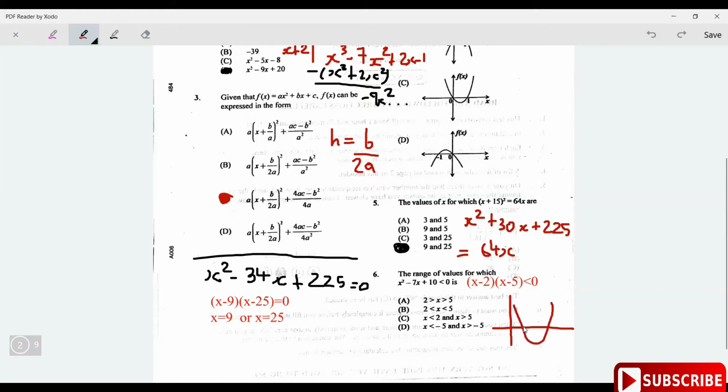And the root here is 2 and the root here is 5. And in between it is right here. So x is between 2 and 5, which is option B. Nice and easy. Moving right along.